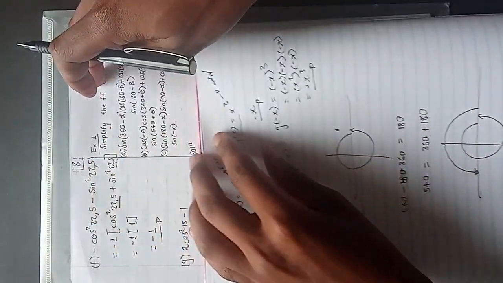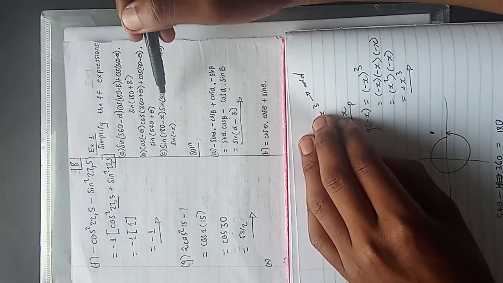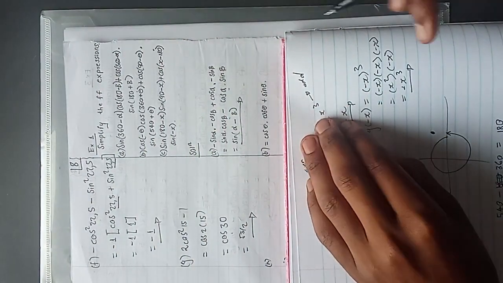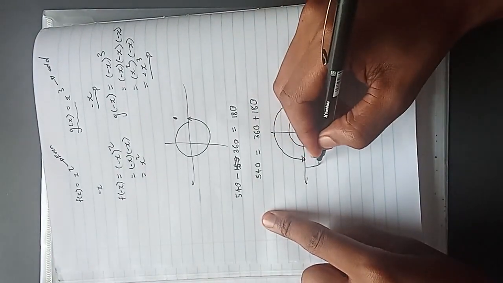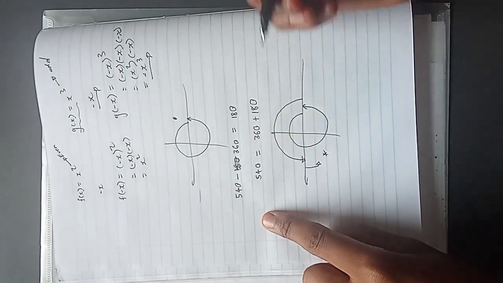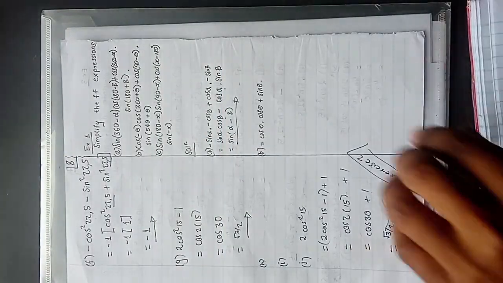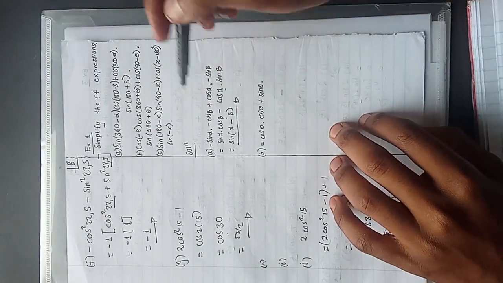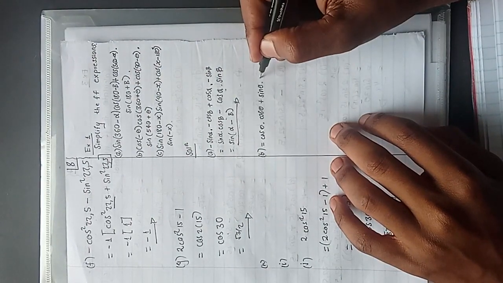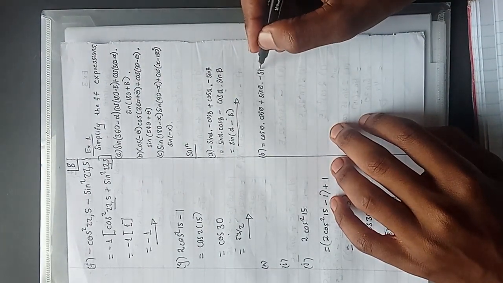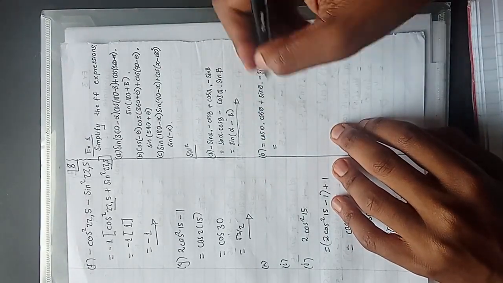All right, and then I add an acute angle. If I add an acute angle to this angle, I'll be somewhere here. So this is quadrant 3. Sine in quadrant 3 is negative, so I'll have negative sine theta. I hope this was clear.